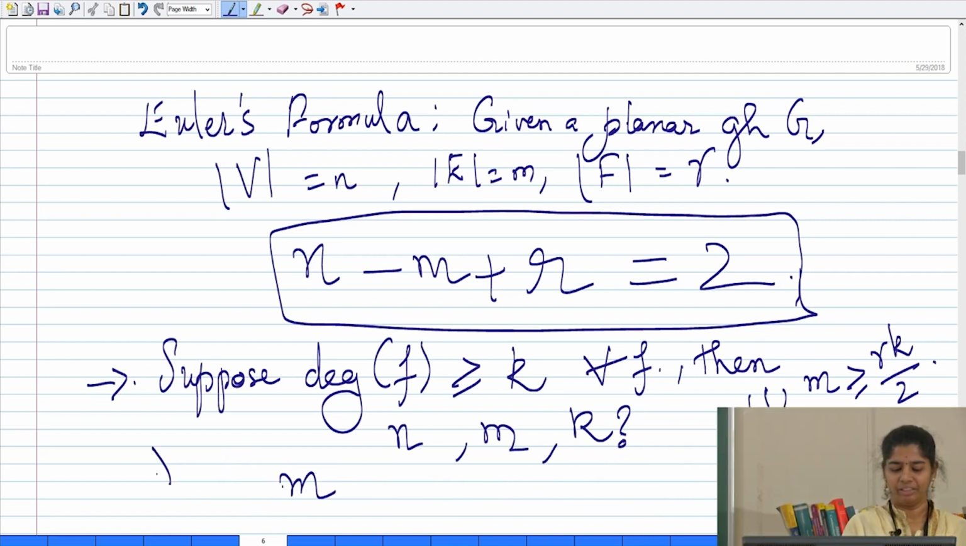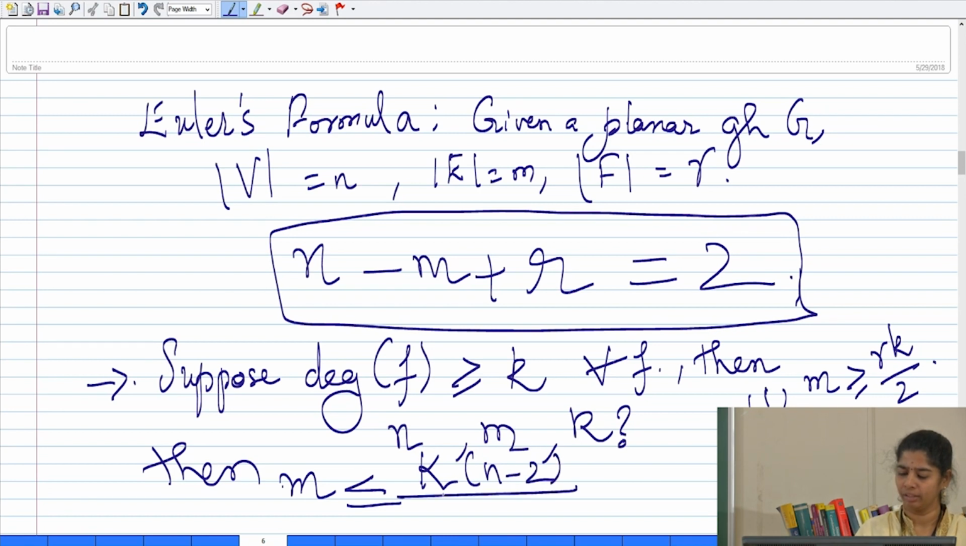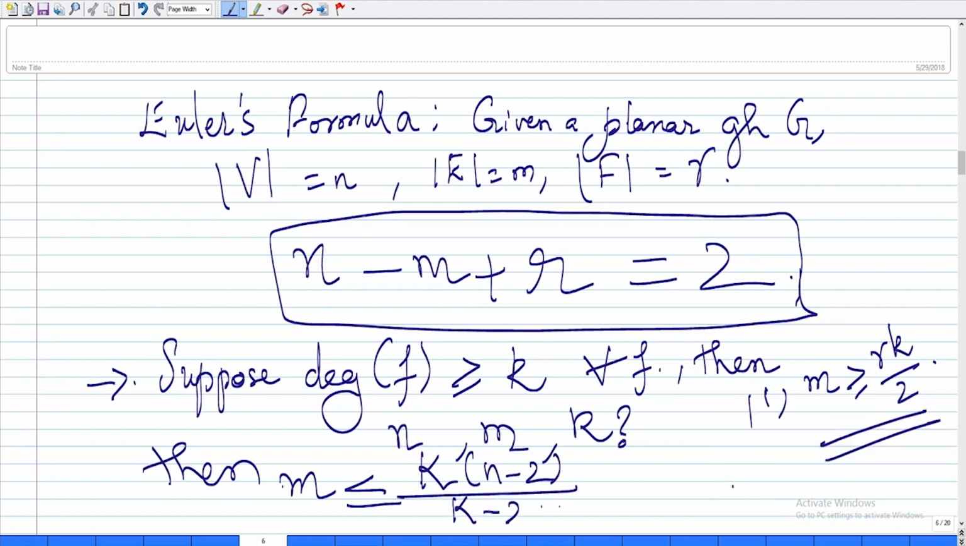Then m is going to be less than or equal to k times n minus 2 by k minus 2. So, this is an upper bound that you could get by just using these conditions. I am not going to use anything other than these three formulas that we know, if you put them in the right place, you will get this bound. So, what does this say?